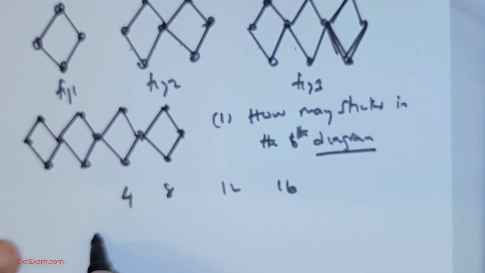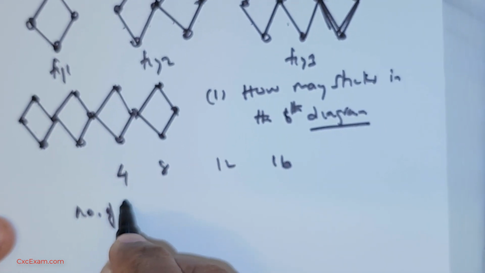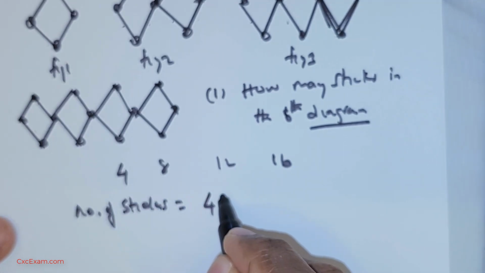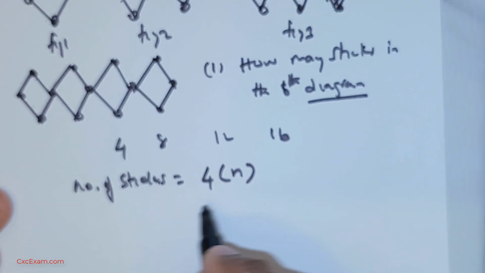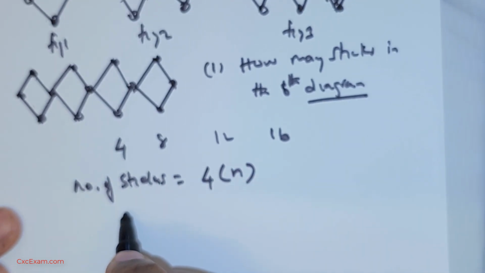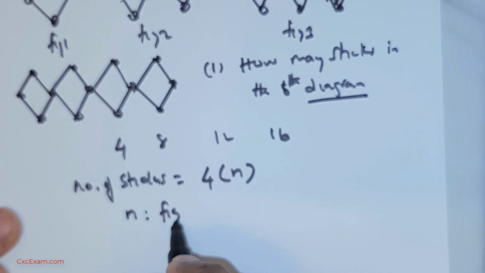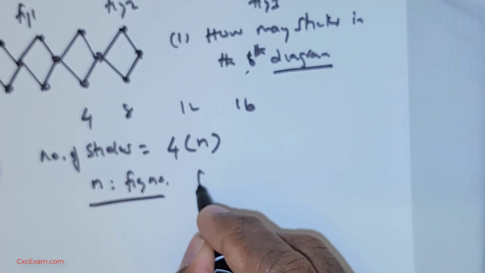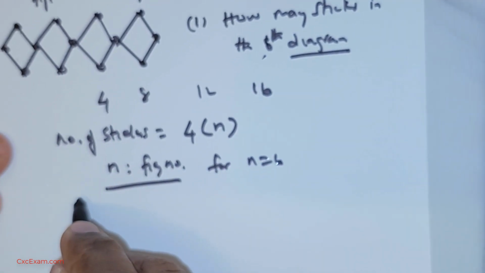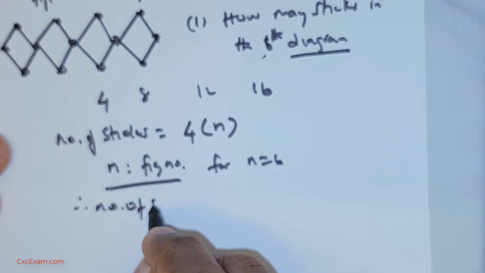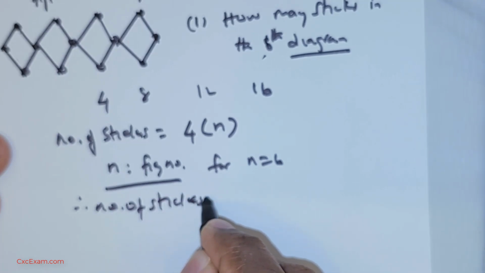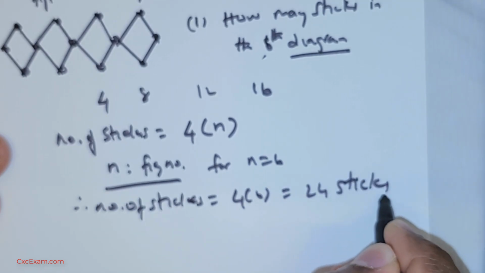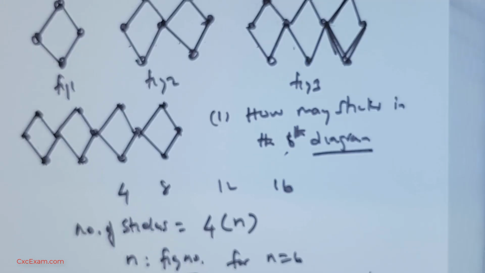So the number of sticks, what is the pattern? The number of sticks is equal to 4 times n. So what is n? n is the figure number. So they are asking for the sixth diagram. For n is equal to 6, therefore the number of sticks is equal to 4 times 6, which is 24 sticks. Okay, so that's the solution.